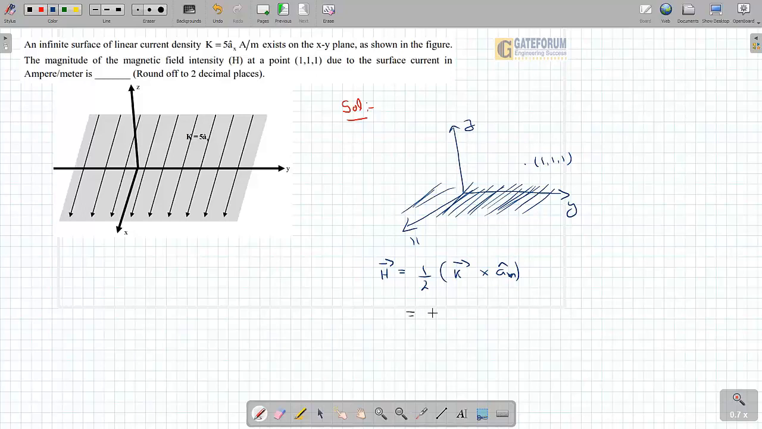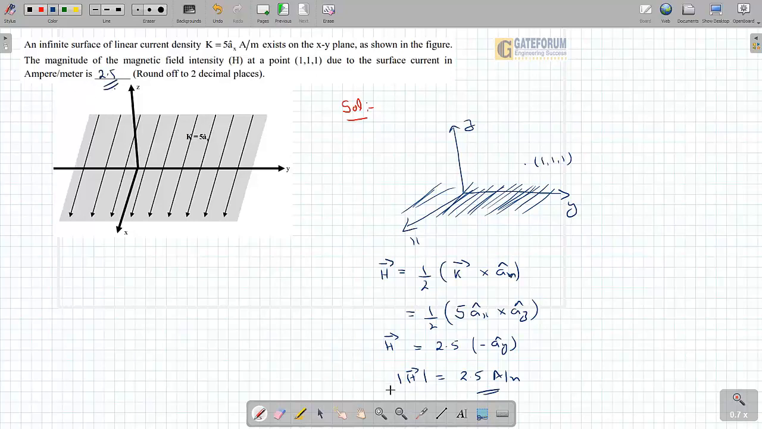Along the z direction. So 1/2 times K is given as 5 AX cross AZ. AX cross AZ is going to become 2.5 times, and AX cross AZ is going to be minus AY, right? This is the magnetic field value. The magnitude of the magnetic field is going to be 2.5 ampere per meter. The answer is 2.5. That's it.